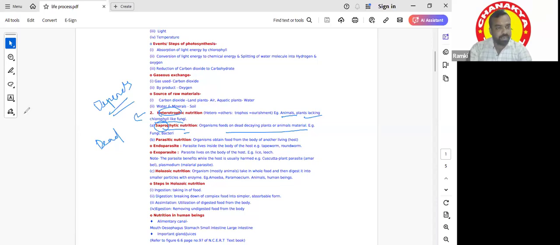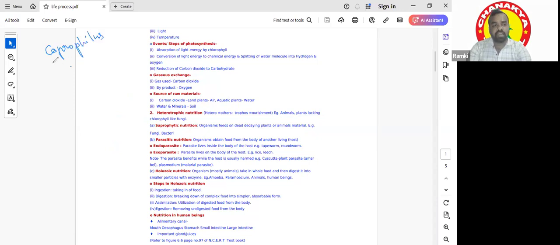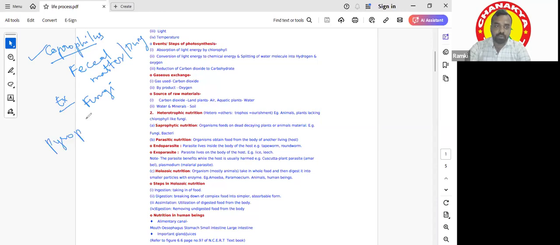Okay, and we may have some more kinds of nutrition also. Some of them are coprophilous organisms, which means an organism which feeds on fecal matter or dung. Dung means fecal matter. That is called a coprophilous organism. Examples of coprophilous organisms are fungi. Then we have pyrophilous organisms, which feed on ash, after fire in a barren area. That is called a pyrophilous organism.